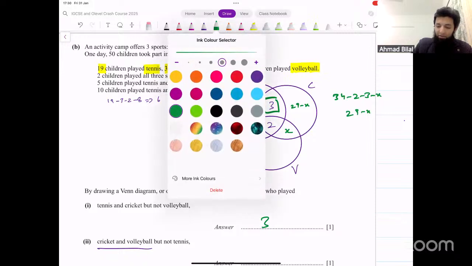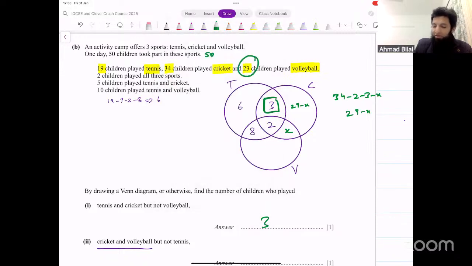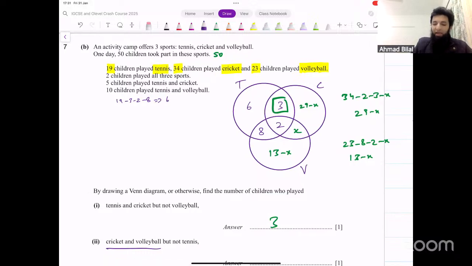And then similarly, we know that 23 children played volleyball. So the total number in this circle has to be 23. So we can write down the number in this region in terms of x, and that would be 23 minus 8 minus 2 minus x, right? That becomes 13 minus x. So this number has to be 13 minus x. Now we've got all regions marked there. There's one unknown, that is x. We can find the value of x now by adding everything up and equating that with 50.